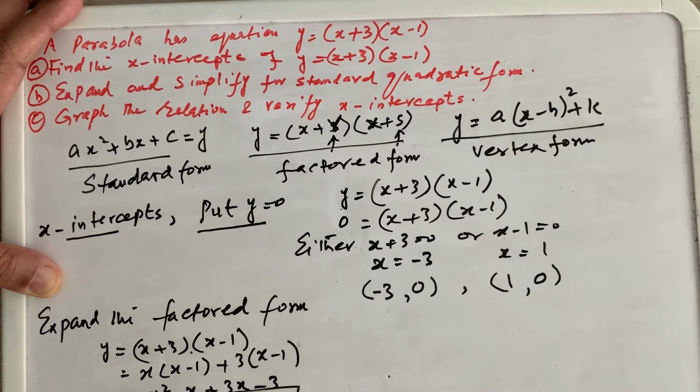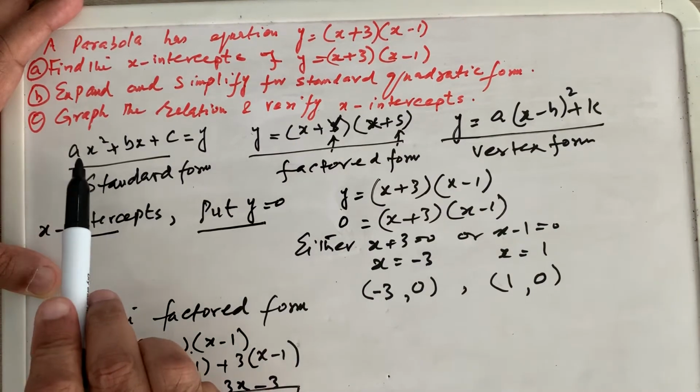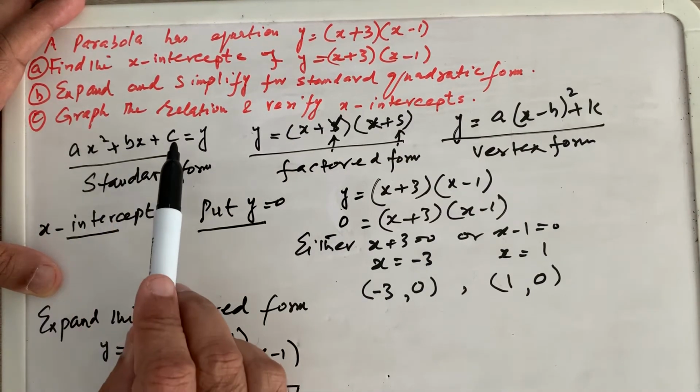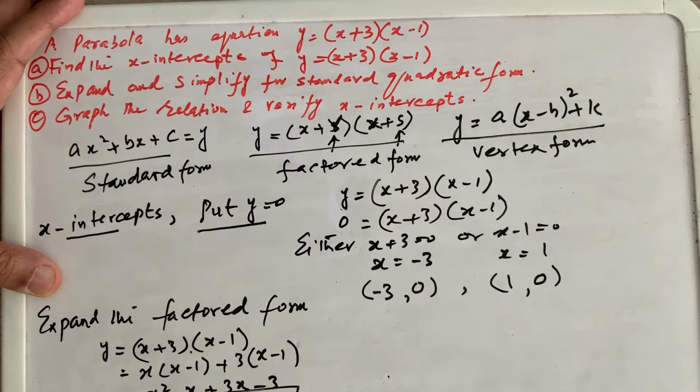This is my standard form, or I expanded the factored form to the standard form. And what is my standard form? ax square plus bx plus c, and it is exactly the same. x square, a is 1 in my case, plus bx minus 3. So I expanded it according to the question of the B part.